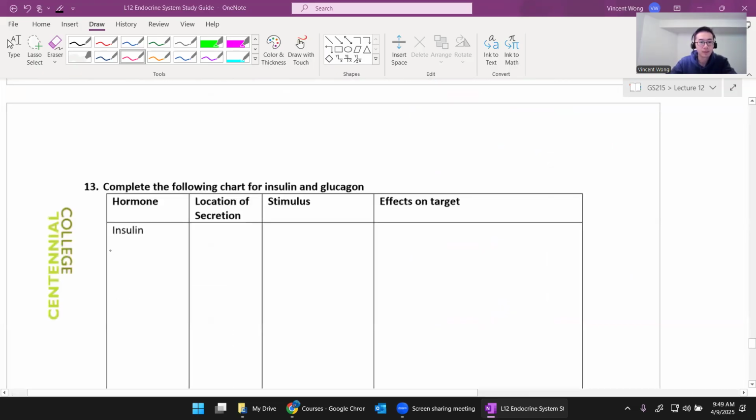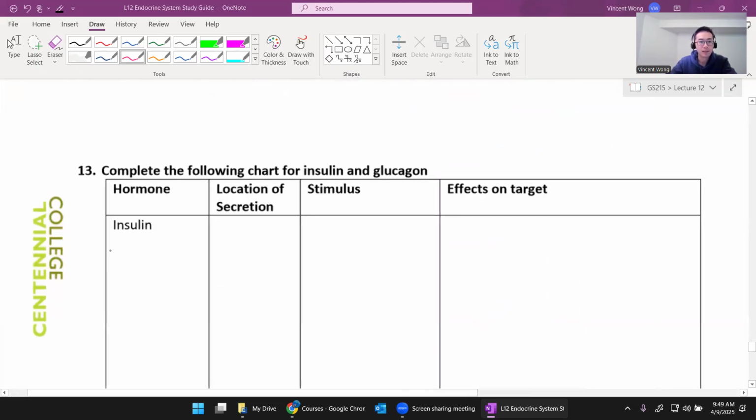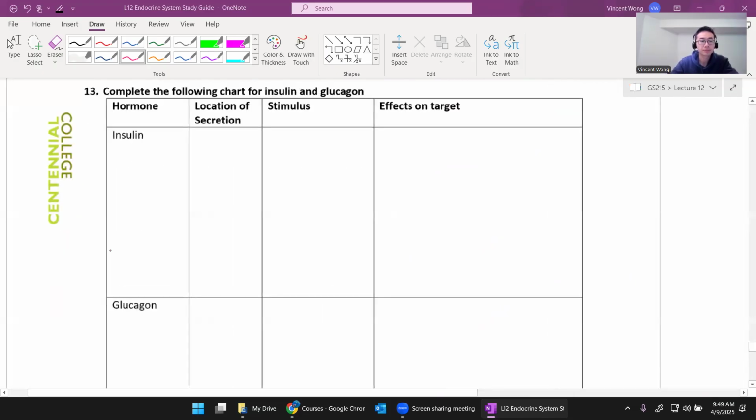And then over here, complete the following chart with insulin and glucagon. Location of secretion. For insulin, it is the pancreas. And remember, these are the beta cells, beta islet cells. Whereas here, this is the alpha islet cells. Just remember, there's an A in glucagon, alpha cells.